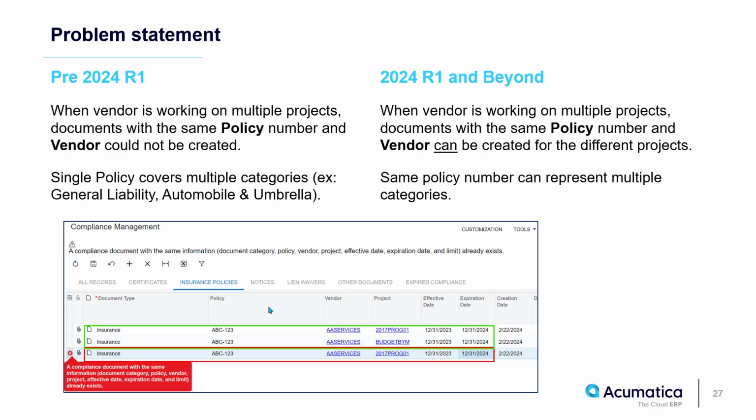Well, in 24R1, we've lifted some of the limitations of the prior compliance checking so that you can enter the same policy number across multiple projects for that same vendor, as you see here within the green items that are going through, as well as now that same policy number can be represented across multiple entities. So looking at the uniqueness by category, policy, vendor, project, effective date, and limitations, and streamlining the compliance management available inside of Acumatica.